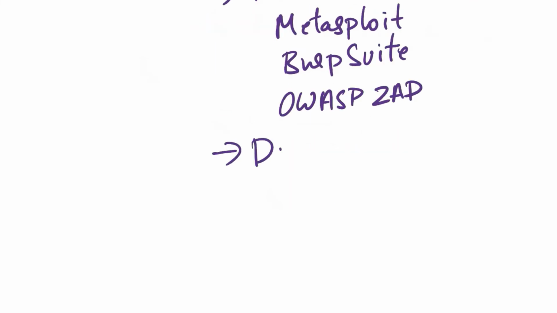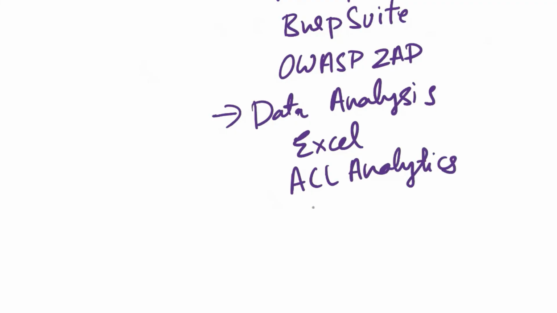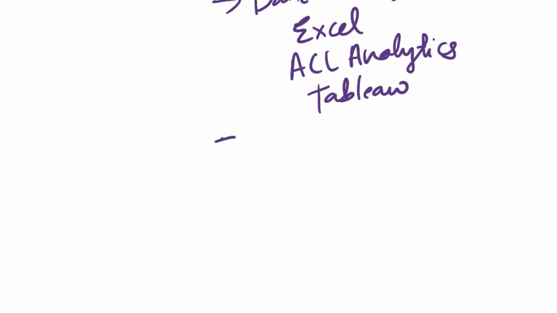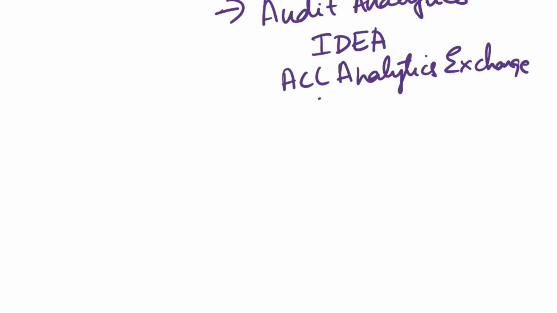Next is data analysis tools. This is used to examine and analyze data for anomalies, fraud, or compliance violations. Examples include Microsoft Excel, ACL Analytics, and Tableau. Next is audit analytics software. These tools provide advanced data analytics capabilities for in-depth analysis of large data sets. Examples include IDEA, ACL Analytics Exchange, and Power BI.